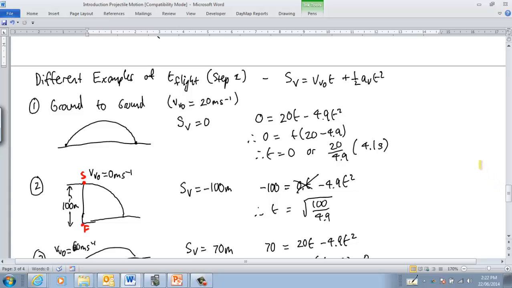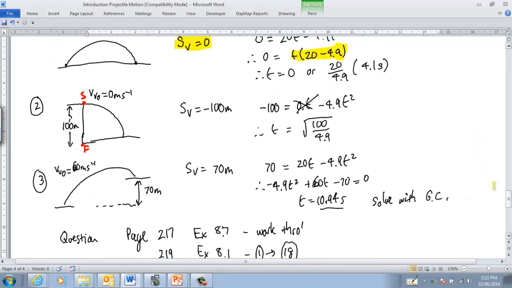Now, step 2 is going to be different for different scenarios. So for ground to ground, we know that the vertical displacement is 0. So therefore, the classical way of working it out is to take a common factor of t out. I haven't got my t, it should be a t at this point here. So t will be 20 over 4.9.